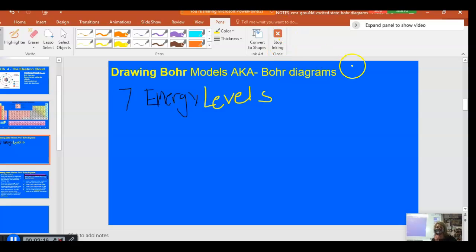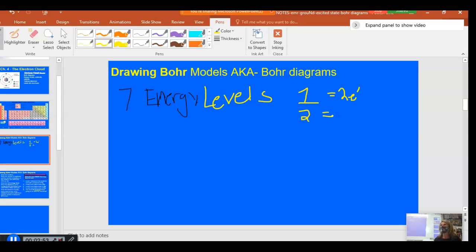represent the energy levels with rings around a central nucleus. Okay? So before we can go any further, you need to know how many electrons can fit on each energy level. Energy level 1, which is closest to the nucleus, can hold a maximum of 2 electrons. That little e with a dash is for electrons. So energy level 1, closest to the nucleus, can hold 2 electrons. No more. If we have more than 2 electrons, we have to move to the next energy level, which is energy level 2.